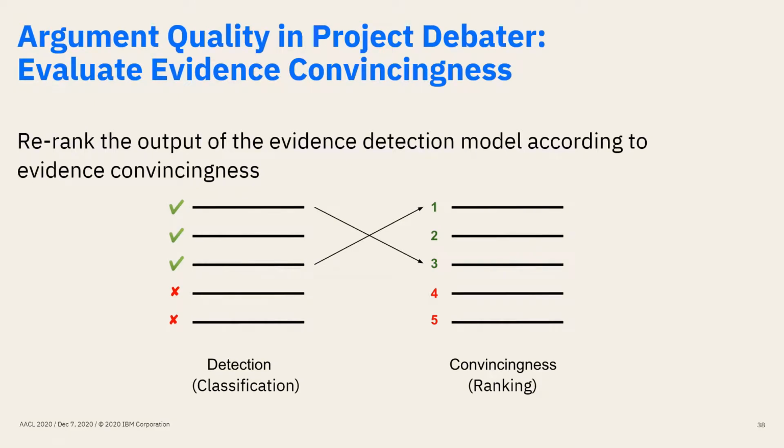Argument quality was introduced to Project Debater in the context of evidence convincingness. The evidence detection component in Project Debater aims to detect evidence in input sentences. This is a binary classification problem. The classifier score can be used to rank the sentences based on their likelihood of being a valid evidence. This ranking would prefer the most easily identifiable evidence, not necessarily the best evidence or the most convincing one. Therefore, we developed a separate component that aims to re-rank the extracted evidence according to their convincingness.